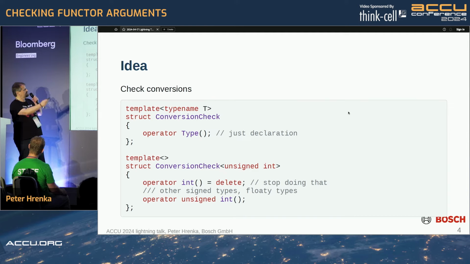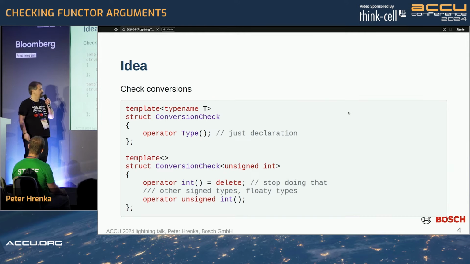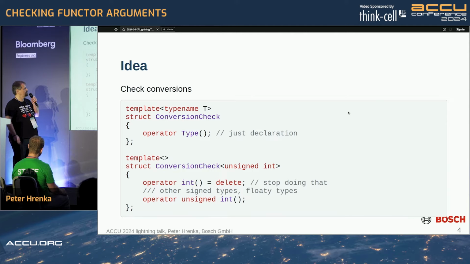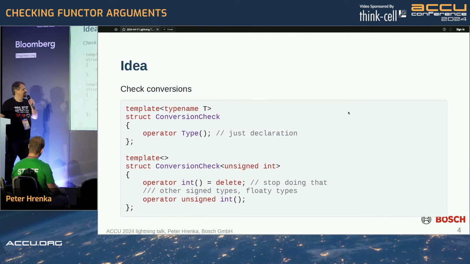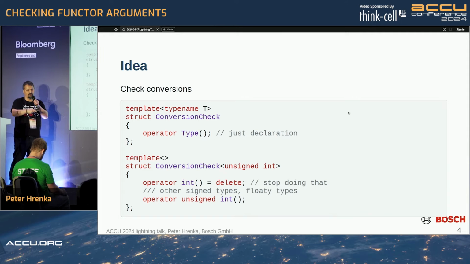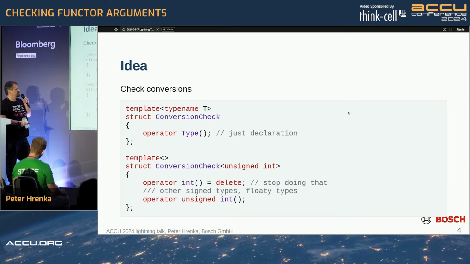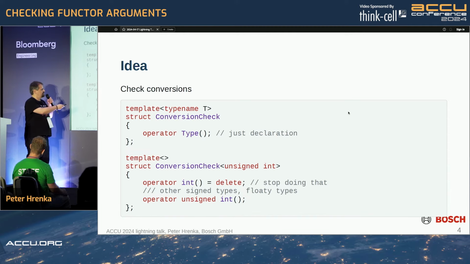We have this nice structure here. We want to check some kind of conversion, and how do we do that? We have some kind of standard conversion operator. Just don't think there's a typo, there's a T here, a type here. We overload this and specialize it for all the types that we want to check. Basically, if we want to disallow converting this type into an int, we delete this operator.